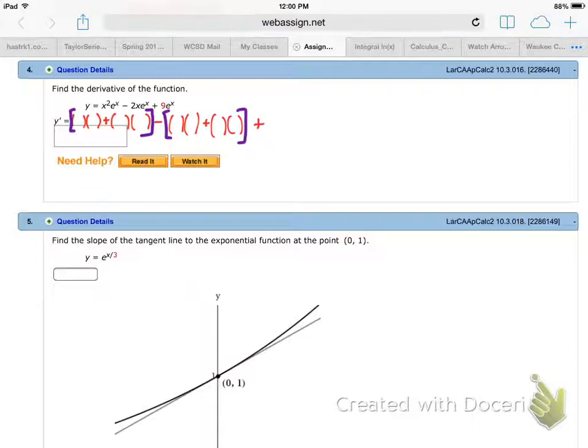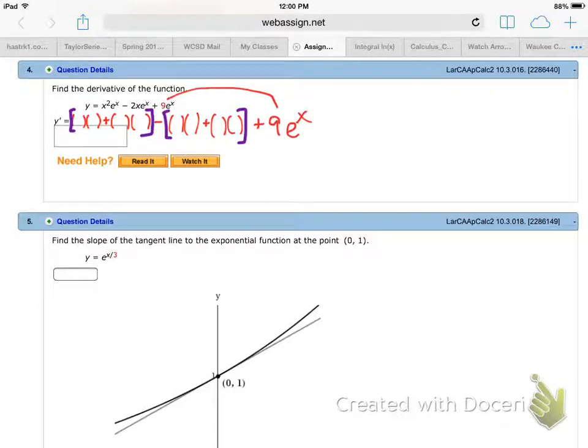X squared e to the x minus 2x e to the x. Those are products. So I need to treat them with, in purple brackets there, I set up the two product rules, you know. Derivative of the first times the second unchanged plus the derivative of the second times the first unchanged, all that good stuff. So here's how that unfolds.